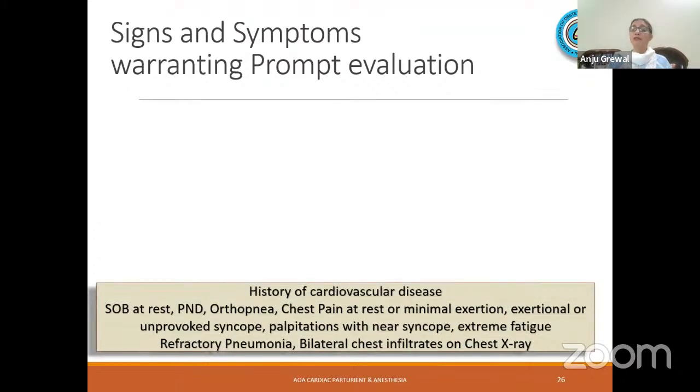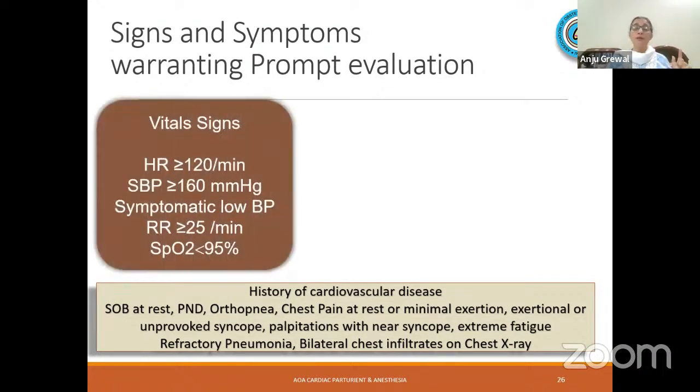Now, what are the signs and symptoms that should put a red flag into your mind? If the mother says she has shortness of breath at rest, on inquiry gives you symptoms of paroxysmal nocturnal dyspnea, orthopnea, breathlessness at rest, then, of course, chest pain or breathlessness on minimal exertion, or exertional or unprovoked syncope, palpitations with near syncope, and extreme fatigue. And one of the symptoms that I rate very important is a mother who says, I could lie supine, but now I need 2 to 4 pillows to lie down when I sleep at night. Now, this is a mother where a red flag should be activated.